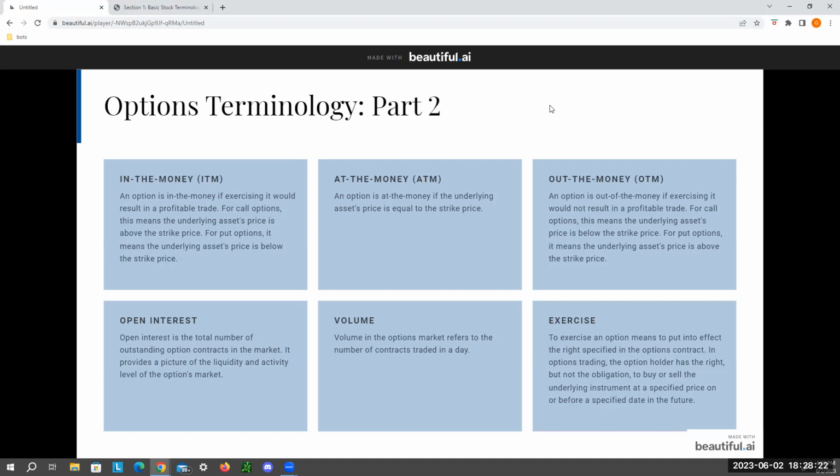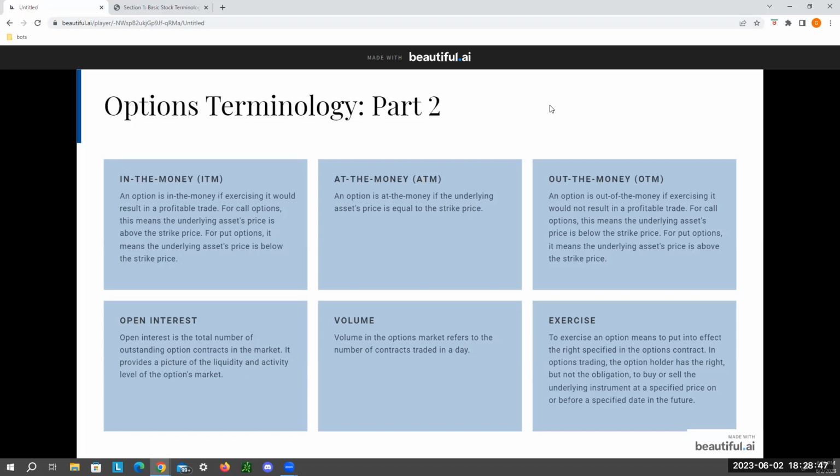So for puts, I'll give you guys a put example as well. Visualize this. Put the number 50 on a paper. Now for puts, you're in the money if you have a 51 or above. Why? Because that means the price is already below your strike price. Your strike price is $51, right? You have a $51 put. Now the asset price is 50. You're in the money because the price of the asset is below where your strike price is.